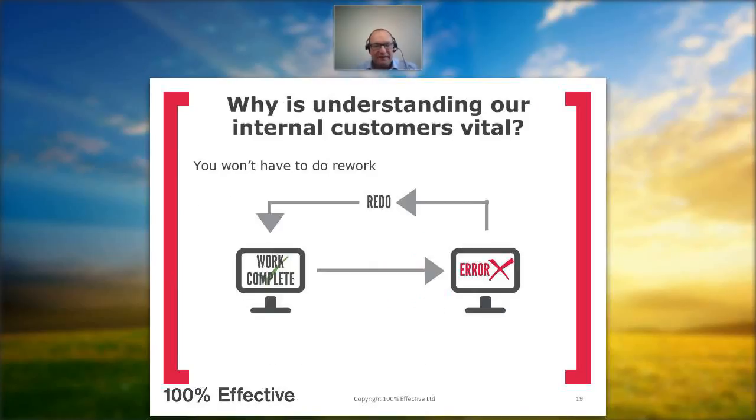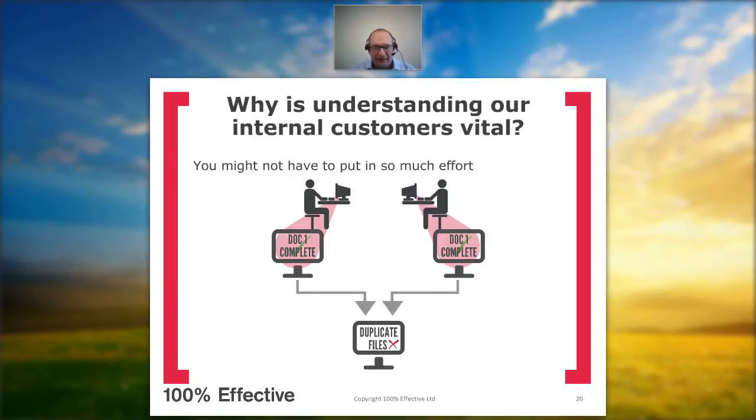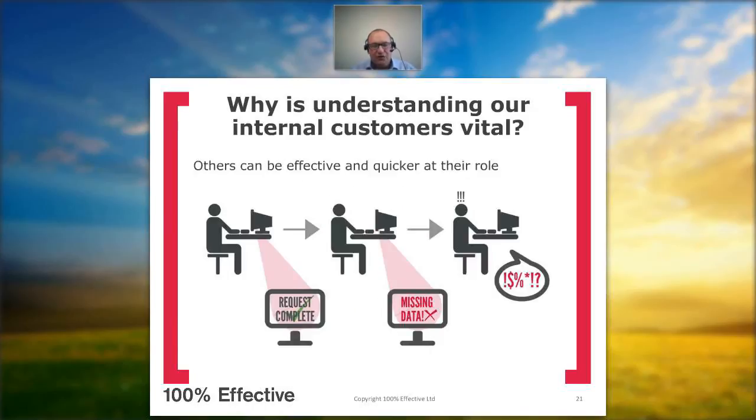If we get these things right, if we understand the voice of our internal customer, then we don't make mistakes. We don't have to redo other people's work. So when something gets handed to you, you don't have to do it again. You don't have to put in quite as much effort because you don't have to redo the wheel, reinvent it, do things again. You do things quicker because you don't have to check it. You know it's always there, and therefore things flow through the company in a quicker manner.